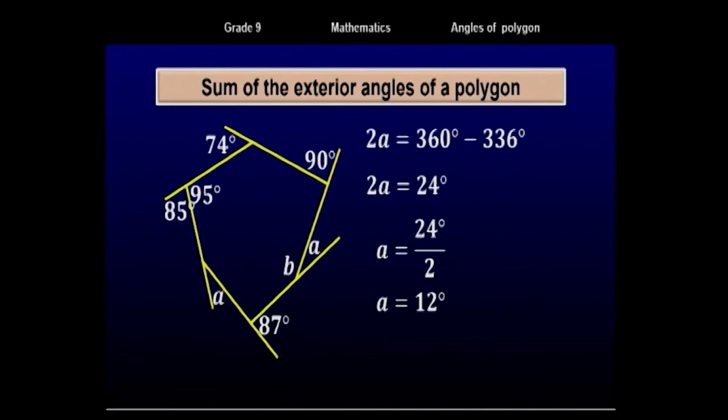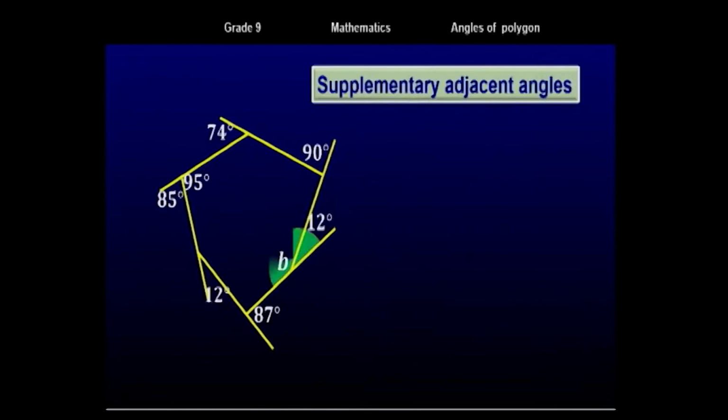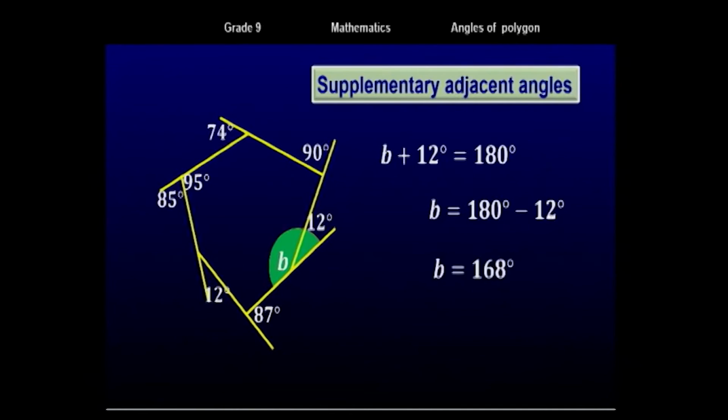Okay children, now we have found the value of C and also A. Then we have to find the value of B. B and A are supplementary adjacent angles. You know the value of A, so you can substitute it. B plus 12 degrees is equal to 180 degrees. This is the equation. So B is equal to 180 minus 12, that means B is equal to 168 degrees. Then we simplify that equation and take the value of B as 168 degrees.